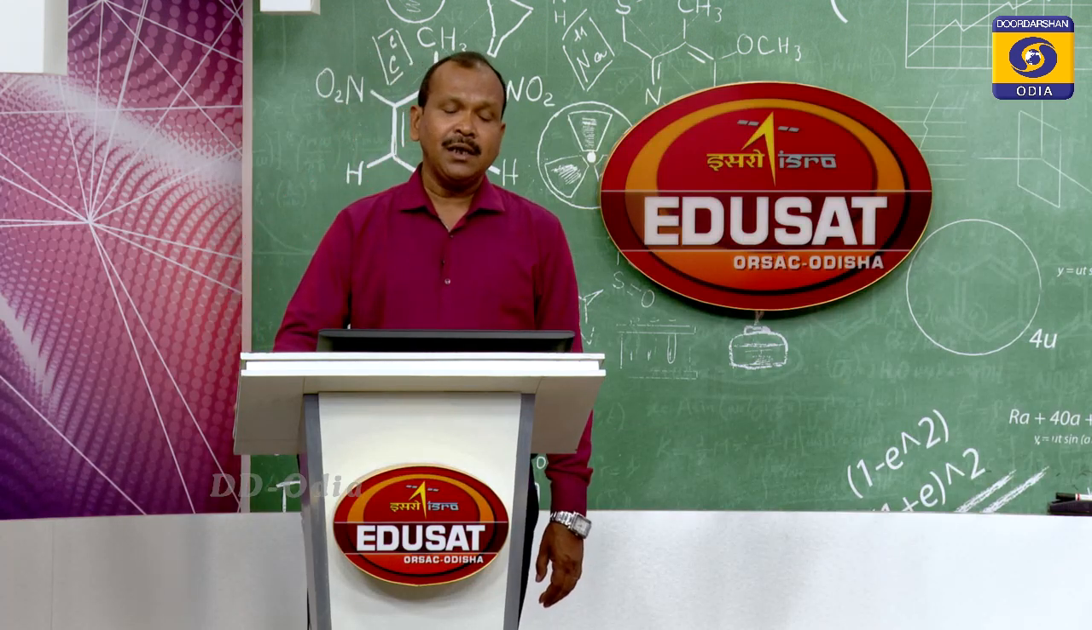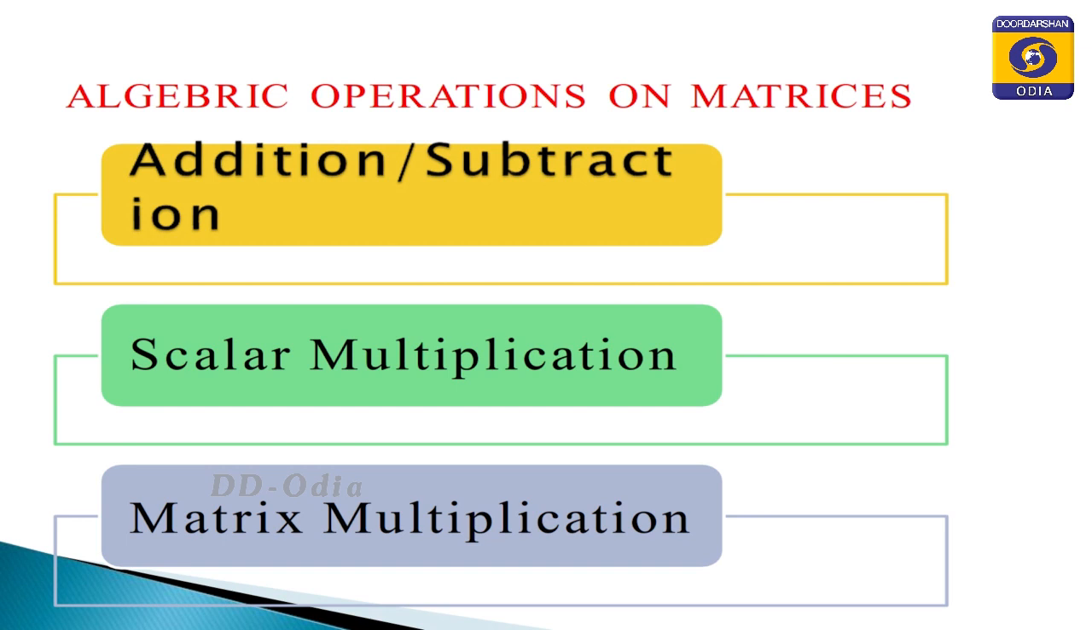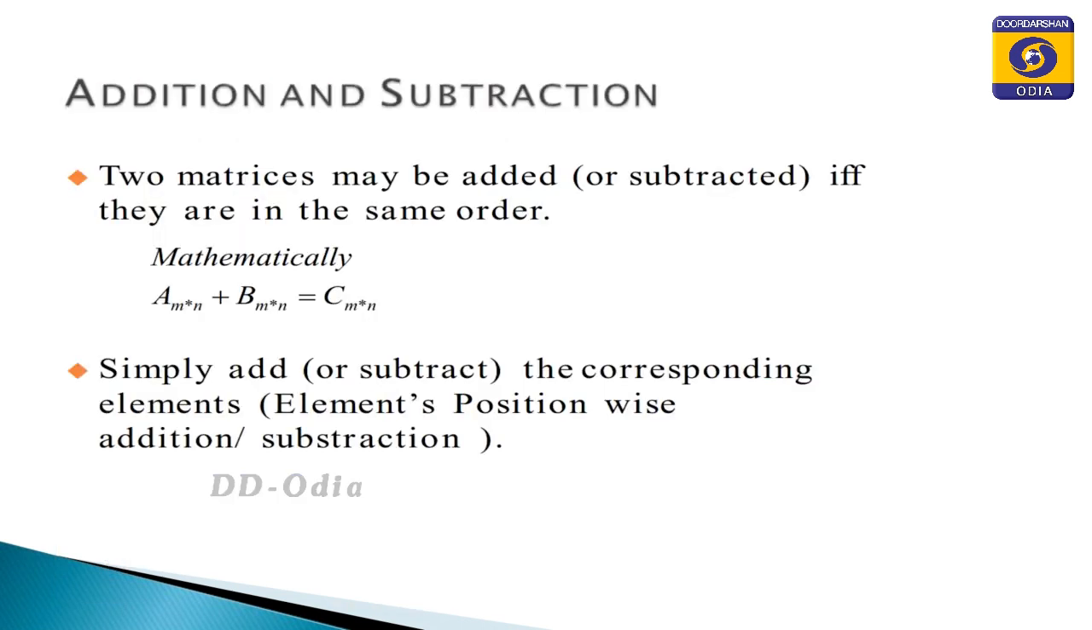Next is algebraic operation on matrices. Generally, algebraic operation means addition, subtraction, multiplication and division. Here, algebraic operation on matrices means we take the addition and subtraction of two matrices, scalar multiplication of matrices and multiplication of two matrices. Addition and subtraction: two matrices may be added if they are of the same order. Then we simply add or subtract the corresponding elements.